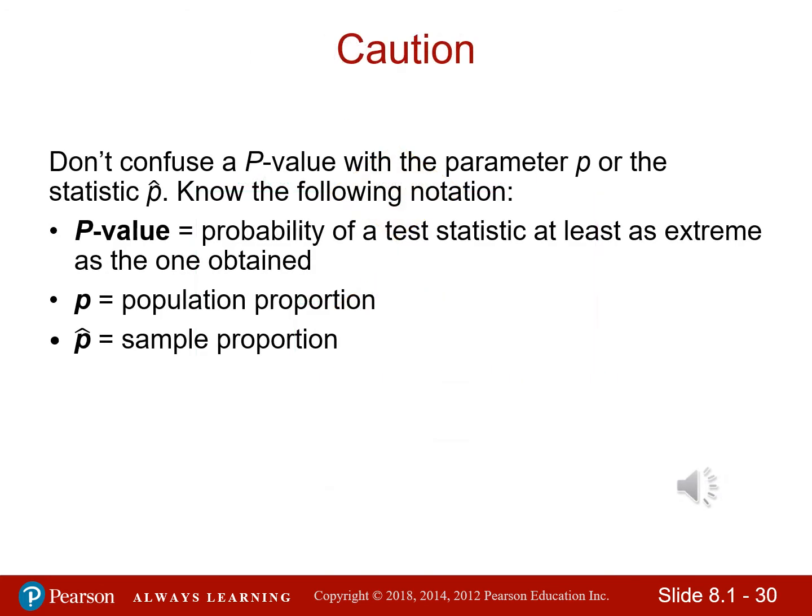It's important that you don't confuse a p-value with the parameter p or the test statistic p hat. So know the following notation. P-value is equal to the probability of a test statistic that's at least as extreme as the one obtained. Small p is equal to the population proportion. Small p hat is equal to the sample proportion.